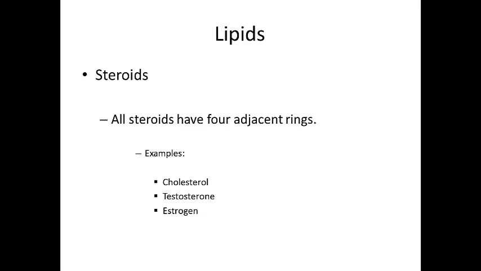The third and final category of lipids are the steroids. So steroids are a type of hormone. So some hormones are proteins, and some hormones are steroids. Examples of steroid hormones would be cholesterol, testosterone, and estrogen.